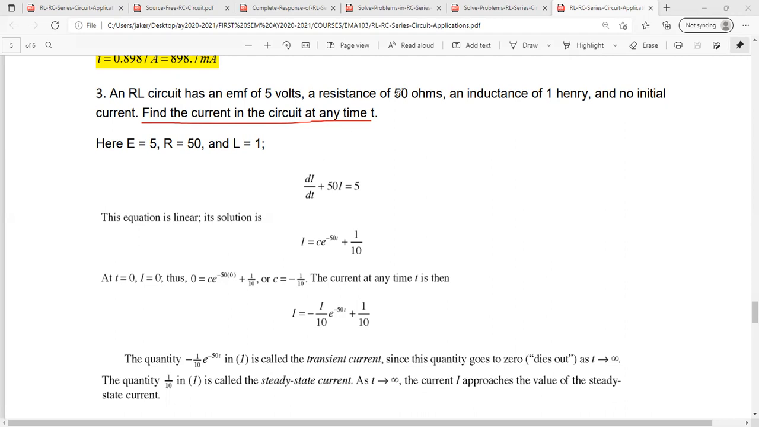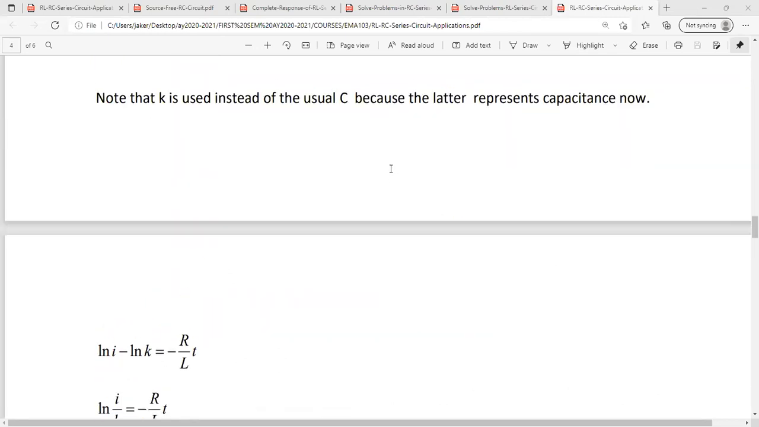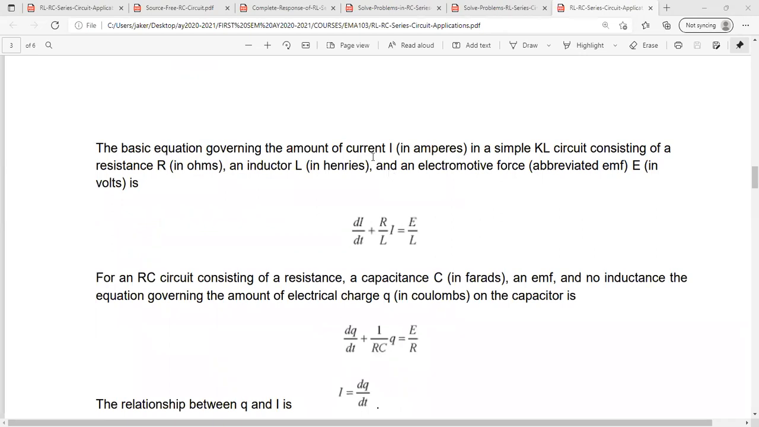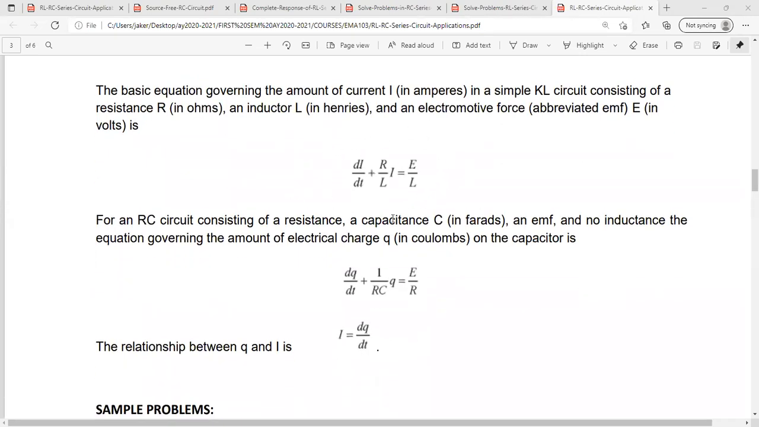Now, if you are to start off with the proper DE, the DE would be di/dt plus R over L times i equal to E over L. Where did this particular differential equation come from? I would like to clear my drawings and point out, for the benefit of those who were not around, that if you're given an RL circuit, this is your starting DE. It starts with the first term as the derivative of the current. Then you have the ratio of the resistance and the inductance times the current, and you have the ratio of the electromotive force E and the inductance.